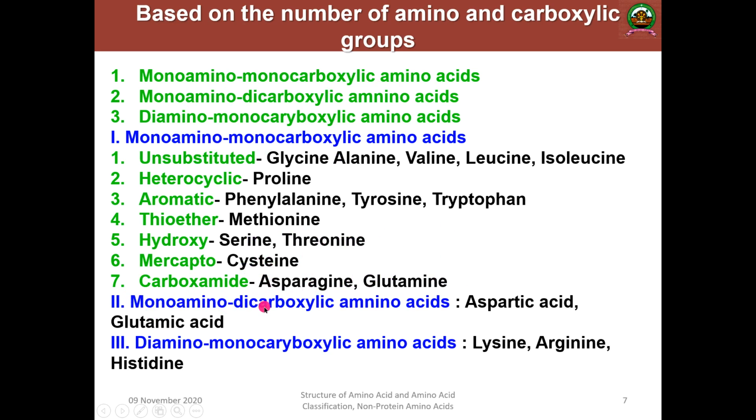Then monoamino dicarboxylic amino acid has one amino group and two carboxylic acid groups, for example aspartic acid and glutamic acid. Next one is diamino monocarboxylic amino acid, which has two amino groups and one carboxylic acid group, for example lysine, arginine and histidine. So these are the major classifications based on the number of amino and carboxylic acid groups present in the amino acid.